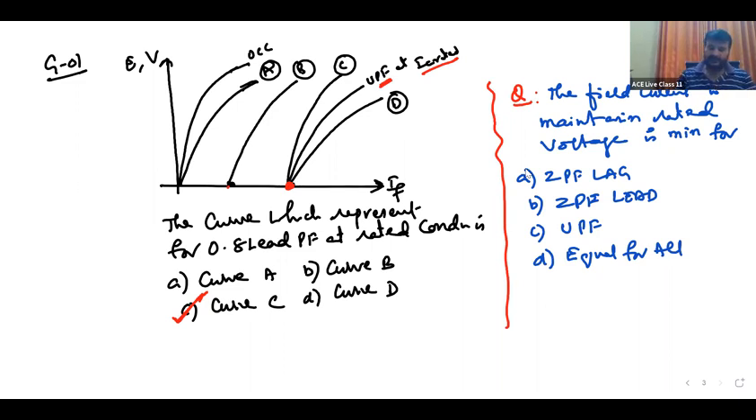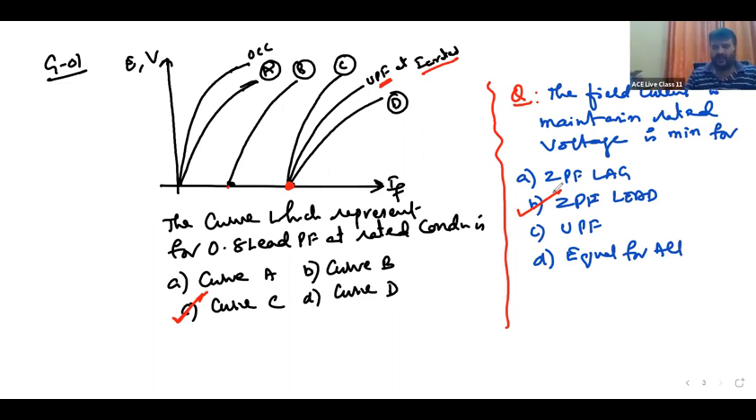B. ZPF leading. Correct? Minimum current is for ZPF leading. To maintain, say, 400 volts for ZPF leading, a small current is enough, because armature magnetization is flux aiding. Therefore, the main field flux is not that much required, so a small field current is enough. These types of questions will exist.